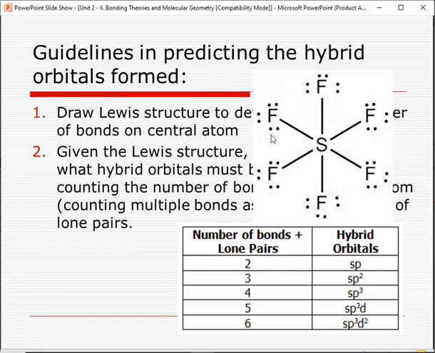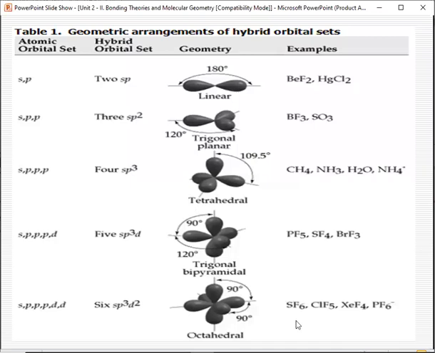So, example for SF6. Count the number of bonds, which is 1, 2, 3, 4, 5, 6. If it has 6 bonds, then it is sp3d2. So let's check. SF6 is sp3d2.